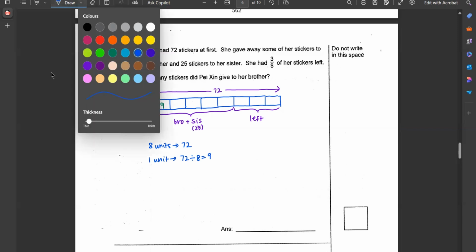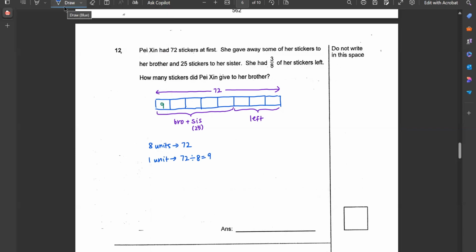Now the question is asking how many stickers did she give to her brother? So brother is here. But brother is together with the sister, right, in the model. So what you should do is find out both brother and sister together first. Look at the 5 units here. 1, 2, 3, 4, 5 units. All the 5 units is what she has given away. Maybe you can put the word gave. So basically it's 9 times 5, which is 45 that she has given away in total to both the brother and the sister.